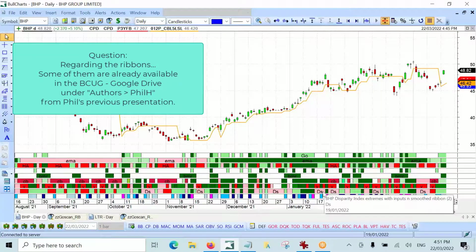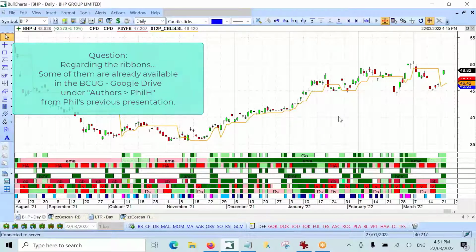Phil, those ribbons, they're not defined in the scan, are they? No, they're not. They're just for my display purpose. Yeah. I want to look at them all. I'm wondering if anyone might find them useful.